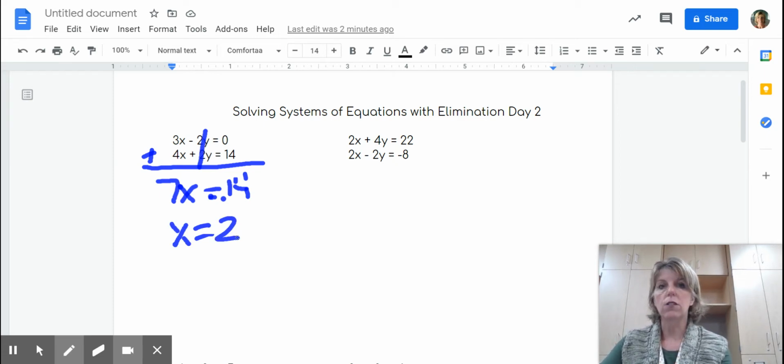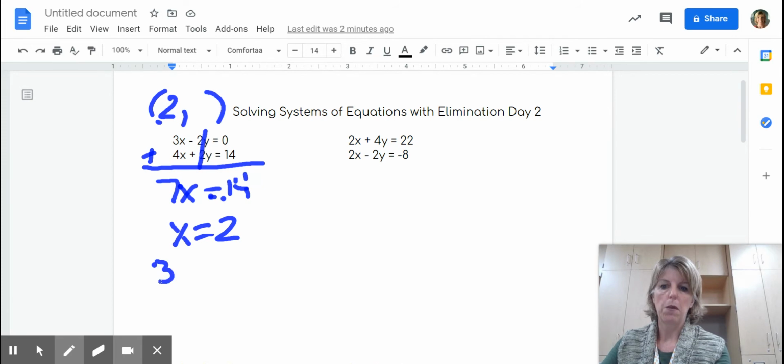Remember, I'm not done, because the solution to a system of equations is a coordinate pair. So I found my x. How do I find the y? I take the x value and I plug it into one of the equations. So maybe I'll do 3 times 2. I substitute that x for the 2. Minus 2y equals 0. And then I solve that equation.